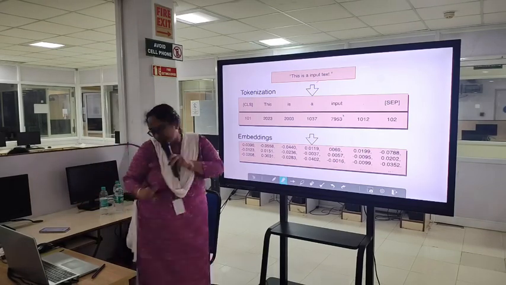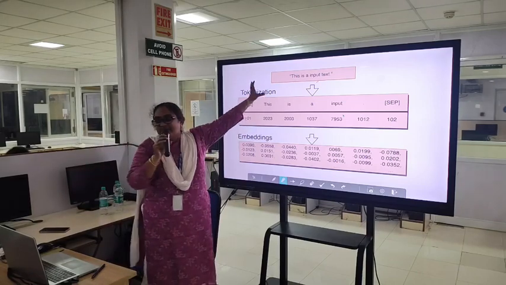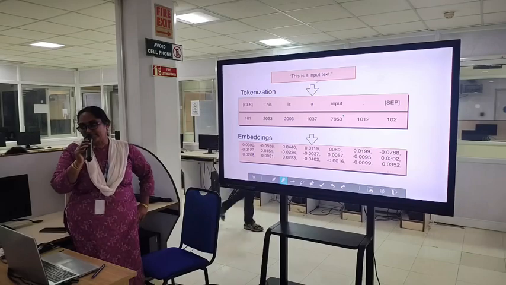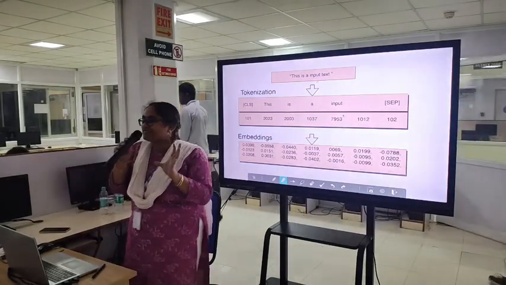Okay. So there is an input text. Let the input text be: this is the input text. The basic concept of what happens is that text means what?